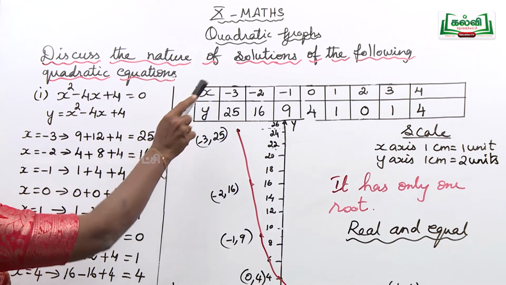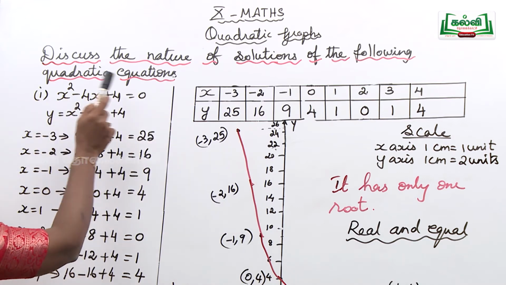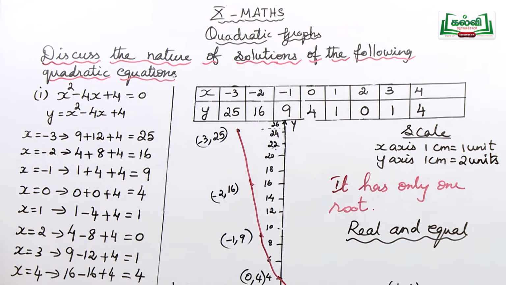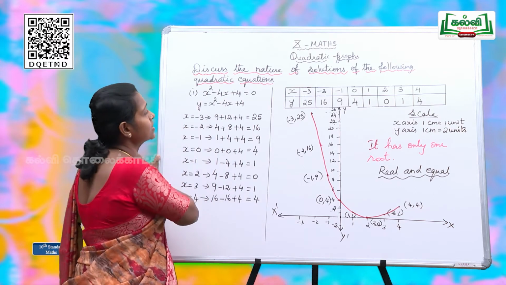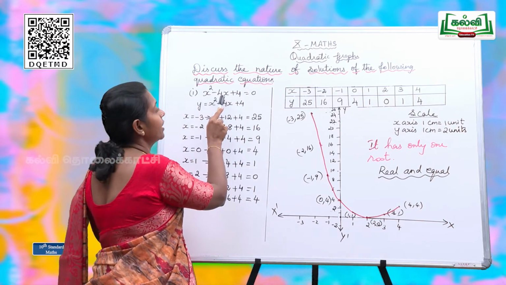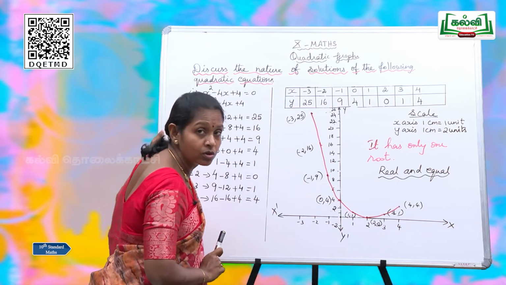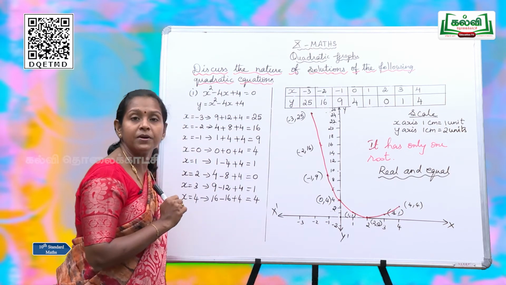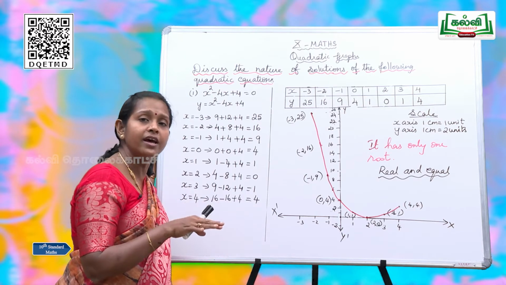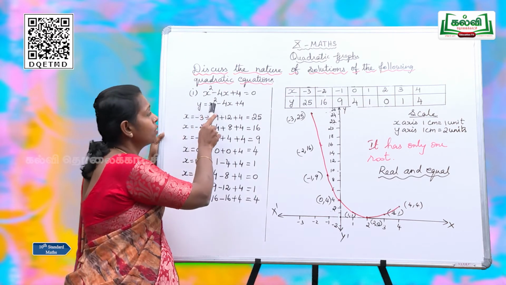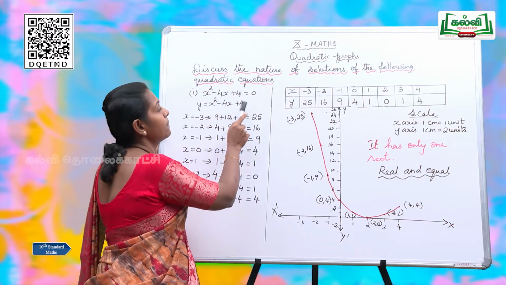Discuss the nature of solutions of the following quadratic equations. So for this model, we are going to see so many problems. Listen. The first quadratic equation is what? x squared minus 4x plus 4 equal to 0. The first step is whatever quadratic equation you are getting, that should be taken as y. y is equal to x squared minus 4x plus 4.